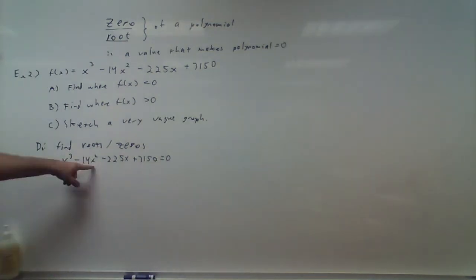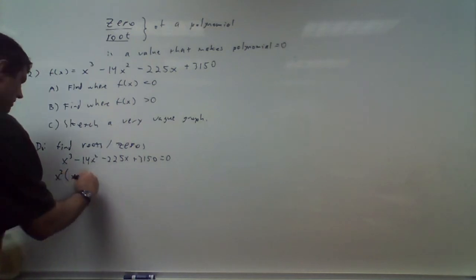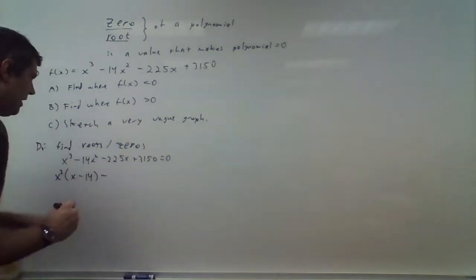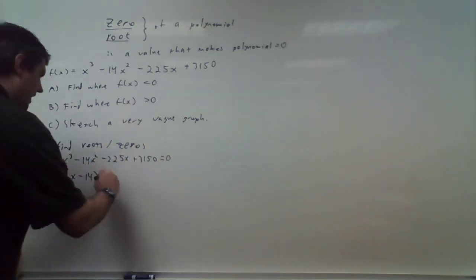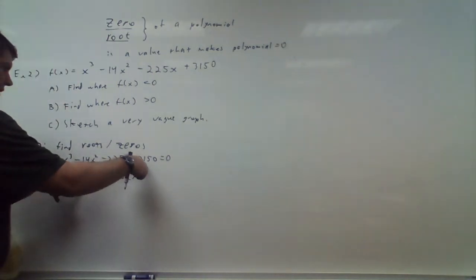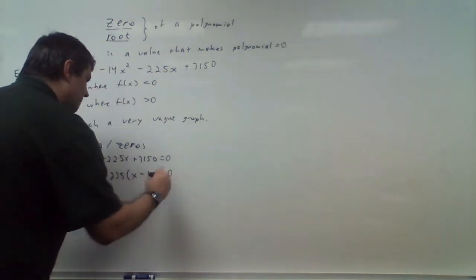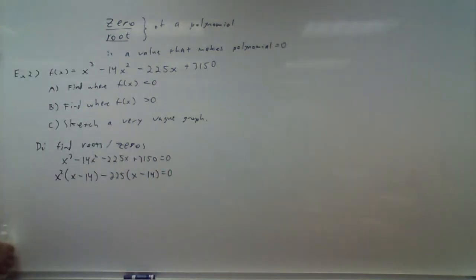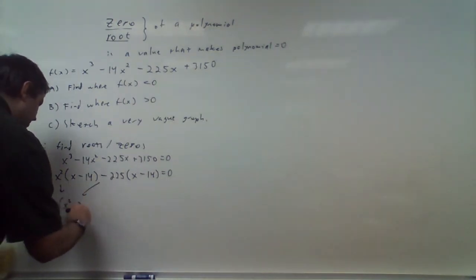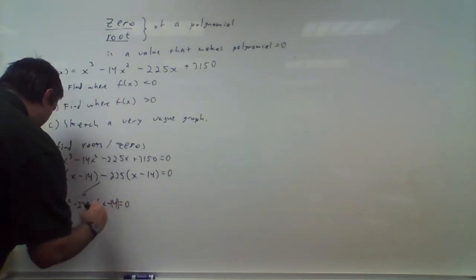Okay? I'll take an x squared out of the first two terms, and that gives me x minus 14 over here. If the third term is negative, factor out a negative. These are both divisible by 225. Take my word for it. And that's going to be x, and then 3150 divided by negative 225 is negative 14. These two combine to give me x squared minus 225 and x minus 14, both of them equal 0.